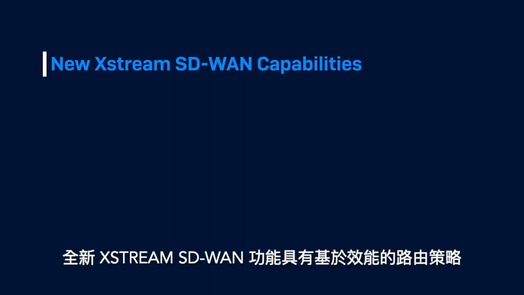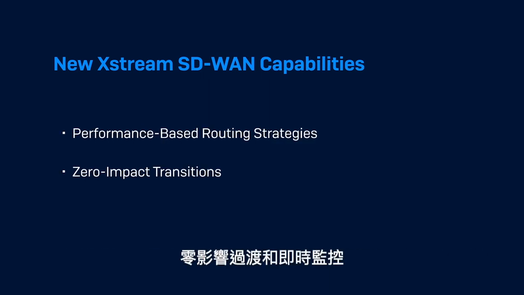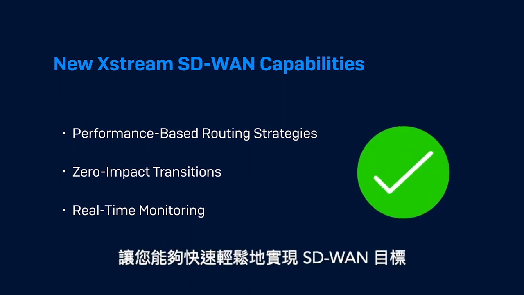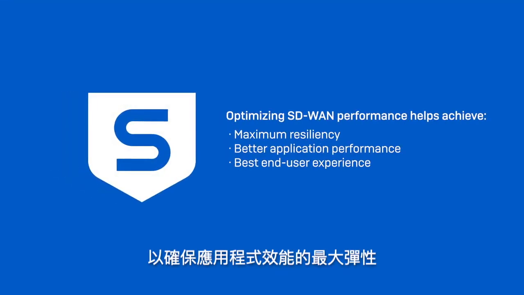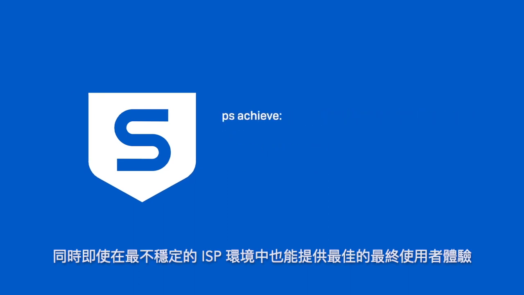The new Extreme SD-WAN capabilities with performance-based routing strategies, zero-impact transitions, and real-time monitoring enable you to achieve your SD-WAN goals quickly and easily. Optimize the performance of your SD-WAN network to ensure maximum resiliency and application performance while providing the best end-user experience in even the most unstable ISP environments.